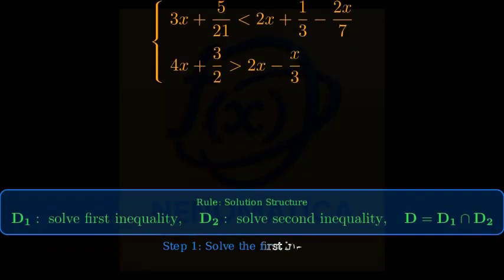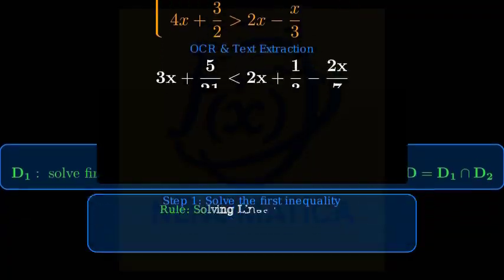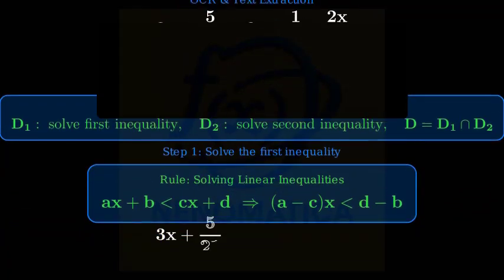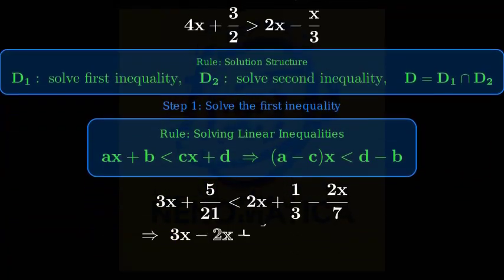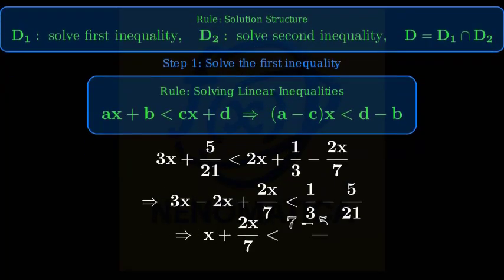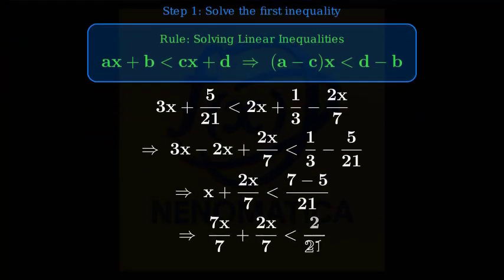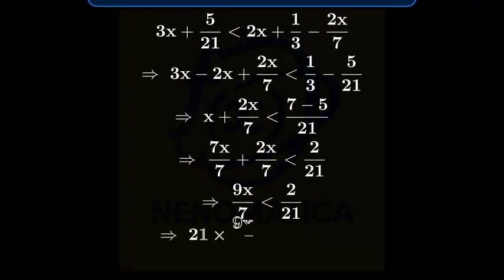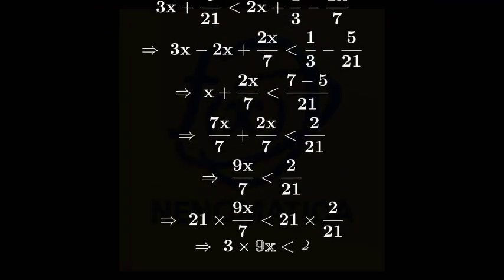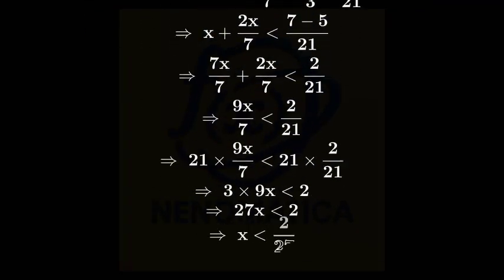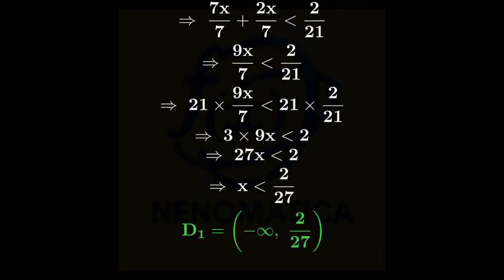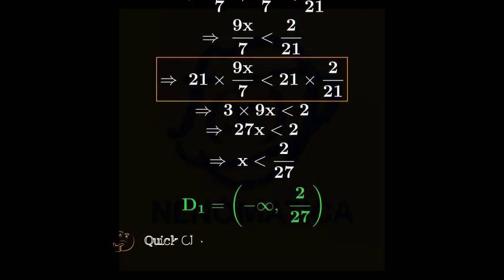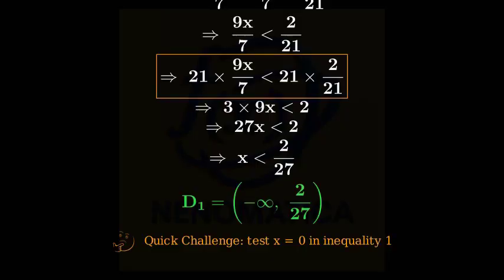Step 1. Solve the first inequality. We use the rule for linear inequalities. Collect x terms on the left, constants on the right, respecting operations on both sides. Quick challenge. Pick any number less than 2/27, like 0, and check that it satisfies the first inequality.